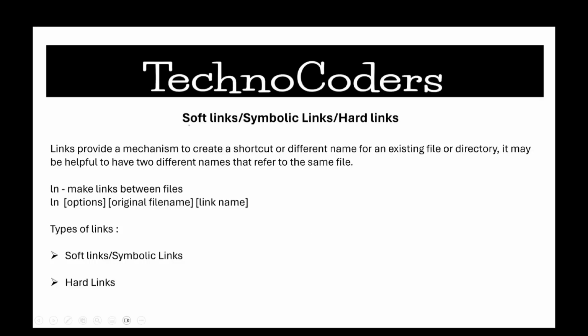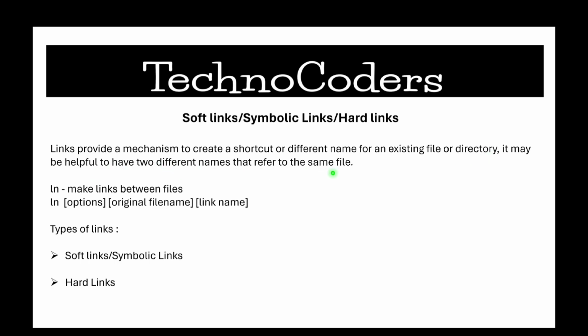In today's session, we'll be understanding links in Unix. We will learn about soft links, symbolic links, and hard links. So basically, what do links mean in Unix? Links provide a mechanism to create a shortcut or different name for an existing file or directory. It may be helpful to have two different names that refer to the same file.